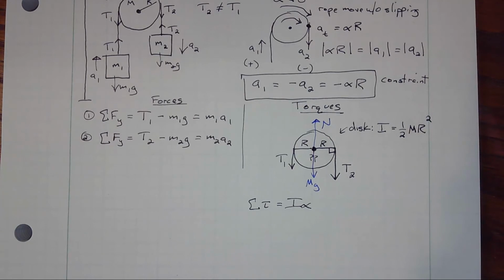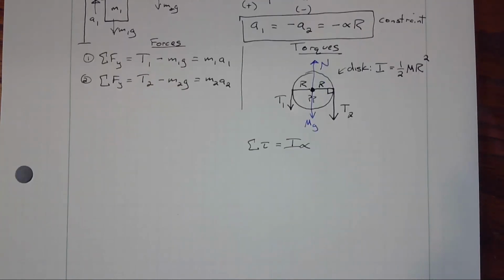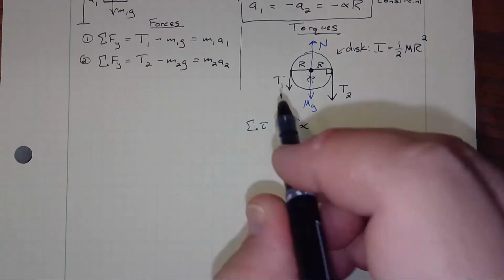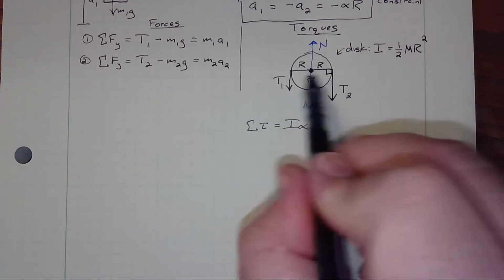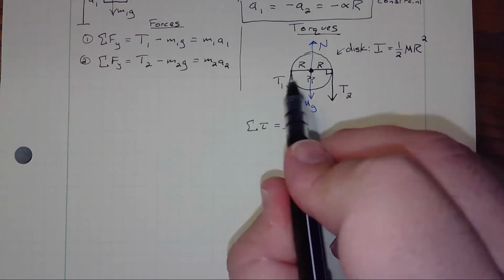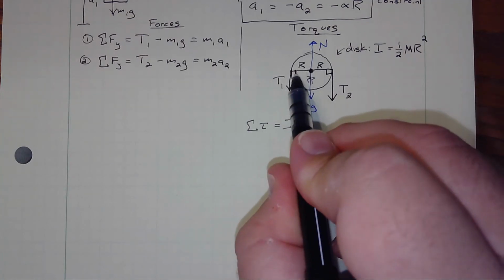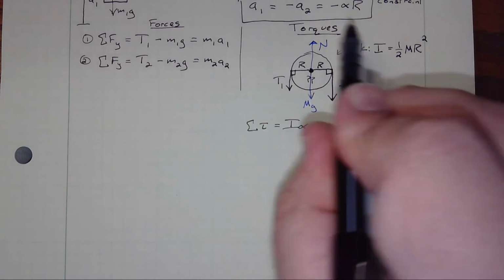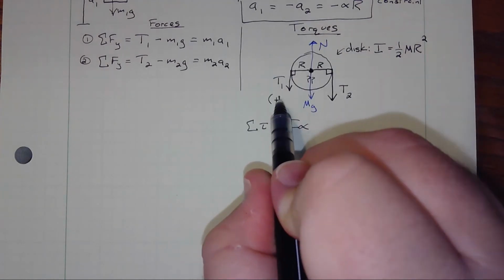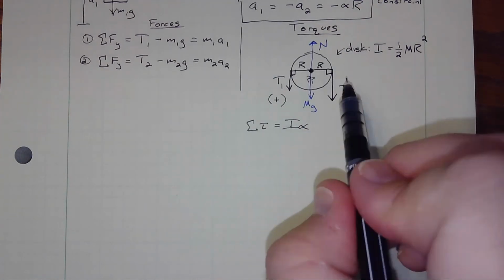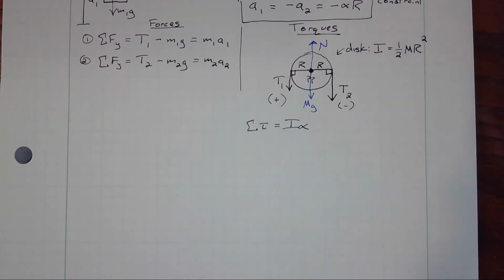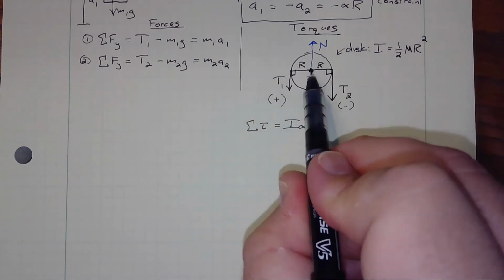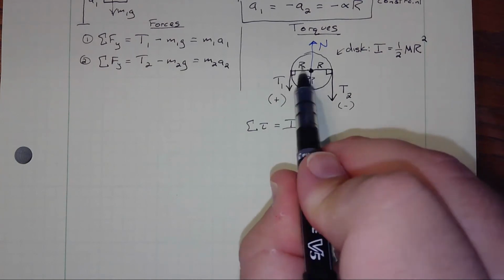So this is effectively our free body diagram, and then we have the sum of torques equal to I times alpha. Our torques, as we've stated here, are coming from these two tensions. Our tension T1, acting at a right angle, tends to make the pulley rotate counterclockwise, so that's going to give a positive torque. T2 tends to make it rotate clockwise, so that's going to give a negative torque.